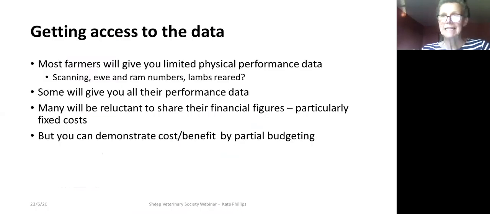So getting access to the data, that's going to be your biggest limitation. I think most farmers will give you limited physical performance data. Hopefully you can go through that very simply: ram numbers, scanning and lambs reared. Some will give you all of that performance data. Those who really want to achieve better, I think, are willing to share, but a lot of people would not have this to hand very easily. But many will be reluctant to share their financial figures, particularly the fixed costs. They don't want to share them with many people at all. Even, you know, the accountant gets to see them, but that's the only person who does.